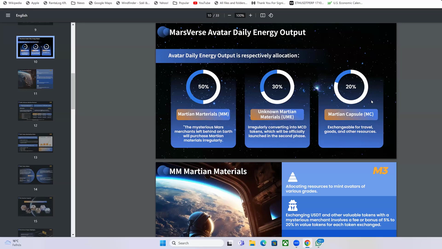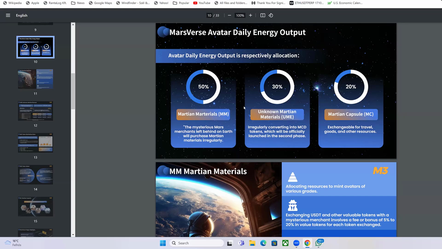But this is not happening on the first day. Maybe it happens a couple of weeks later. So I'm just explaining a couple of sources of income, how M3 generates it. I hope you understand. And now we can step into the Unknown Martian Materials.